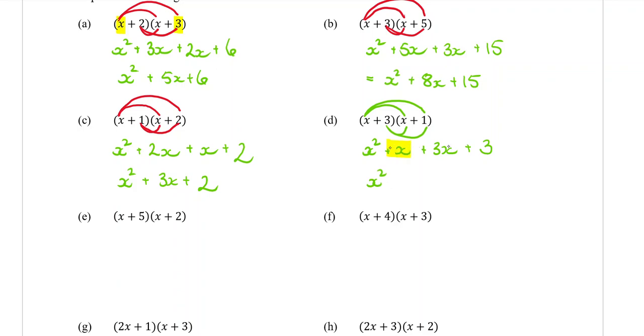So these two middle ones are your like terms. X plus 3x is 4x. And then plus 3.